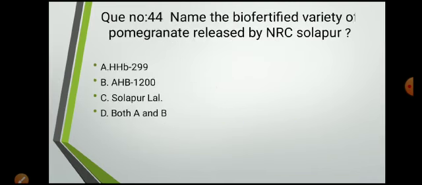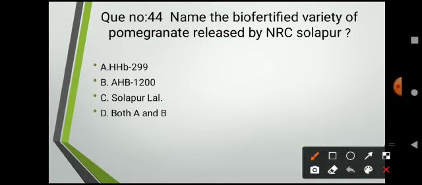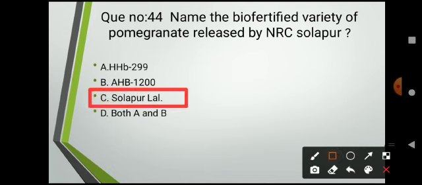Next question, question number 44. Name the biofortified variety of pomegranate which was released by NRC Solapur. Options are HHB 299, AHB 1200, Solapur Lal and both A and B. The correct option is option C, that is Solapur Lal. It is the biofortified variety of pomegranate which was released by NRC Solapur.